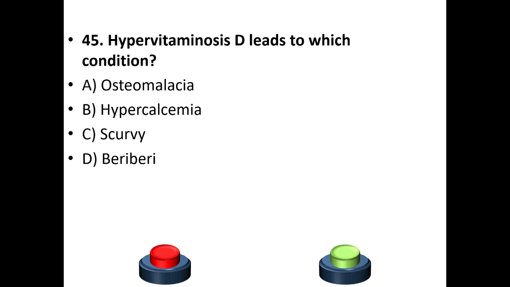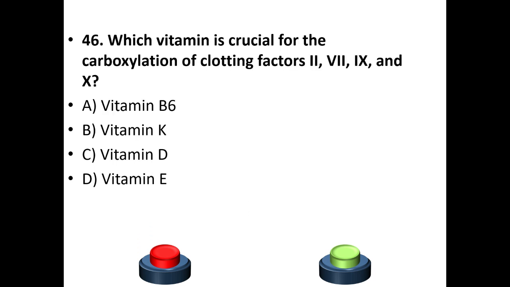45. Hypervitaminosis D leads to which condition? Osteomalacia, hypercalcemia, scurvy, beriberi. Which is the answer? Your answer is B, hypercalcemia.